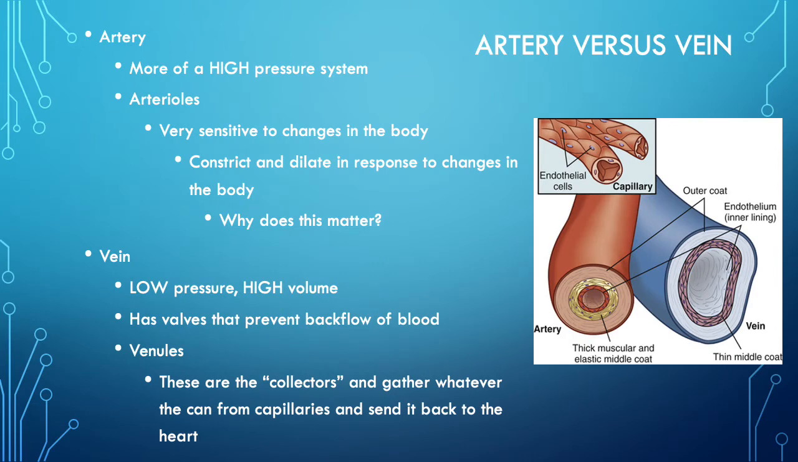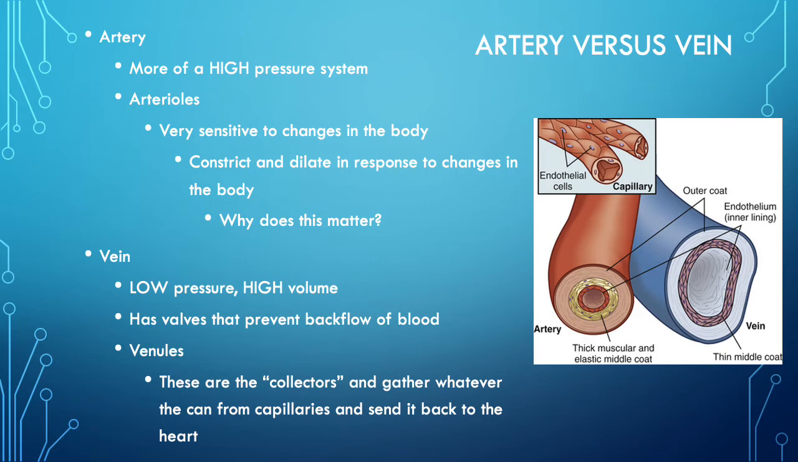So the difference between an artery and a vein is that an artery is more of a high pressure system. The arterioles are very sensitive to changes in the body. Remember we were talking about those chemoreceptors, things like that. Remember all the times we've talked about the inflammatory process and things opening up. This is what I'm talking about. The arterioles constrict and dilate in response to these changes in the body. If the body thinks there's inflammation going on, or there is inflammation and the body's responding to it, these open up to allow for more defense things, white blood cells and all those other particles, to get in.